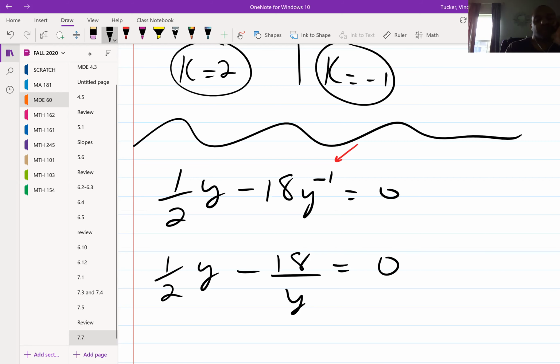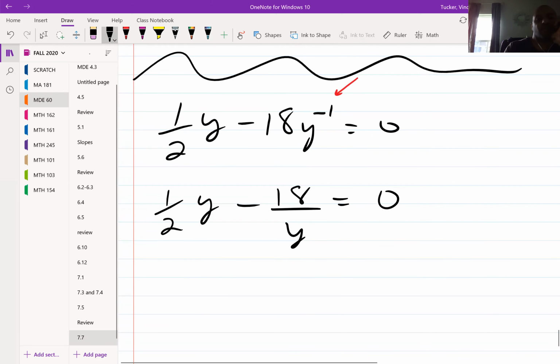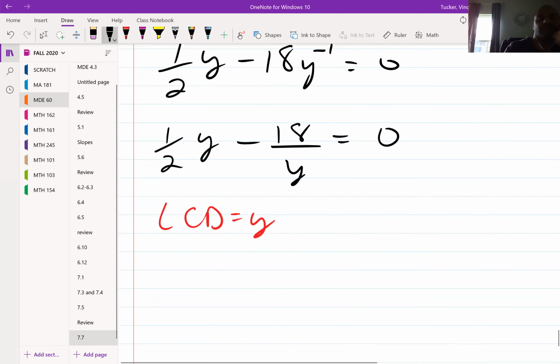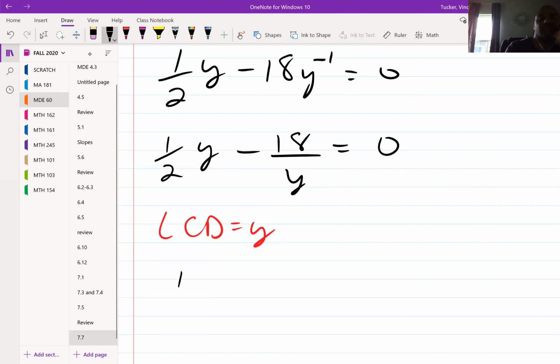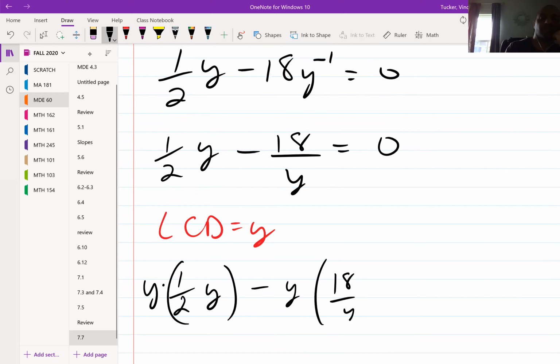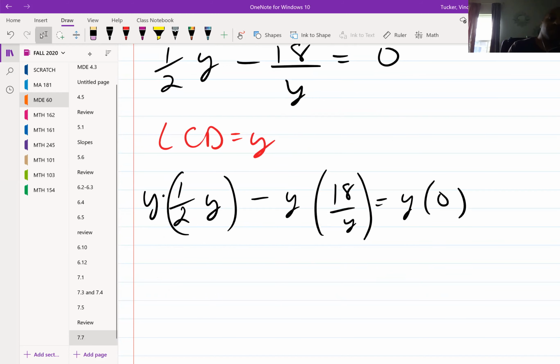I've seen this one before. LCD would be y, right? You got it. Because that's what I see the most. And I take y and multiply by everything in parentheses. So even the 0, because it doesn't necessarily have to be a 0 over there. It could be anything. So you always want to make the practice of making sure we follow the procedures accordingly. So you would multiply y to each term that you see.